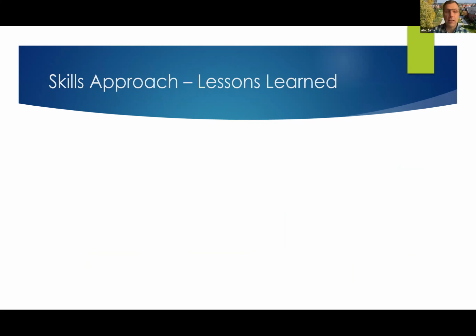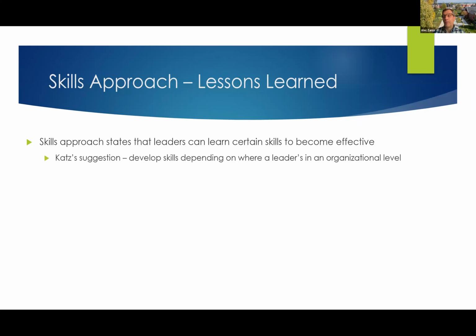And so what are some lessons learned? Again, this is a leader-centric approach to leadership. But the good news about this is that the skills can be learned, and leaders could become more effective by acquiring new skills.